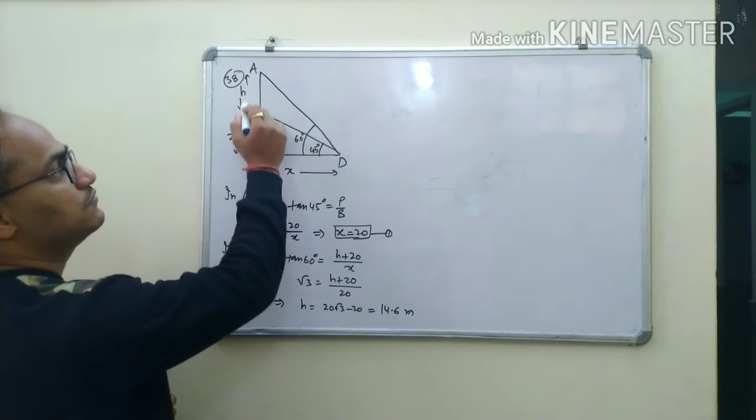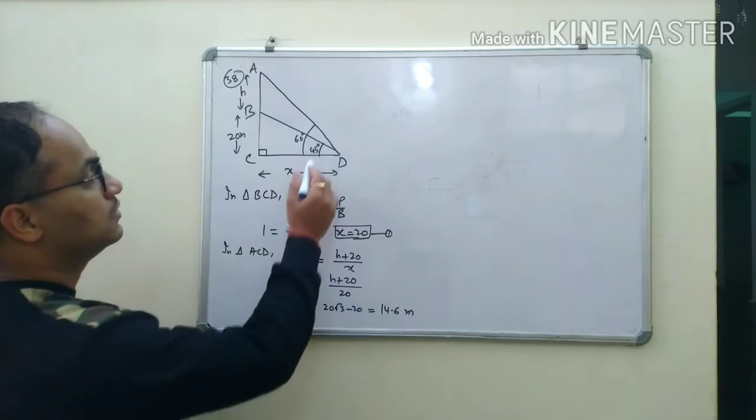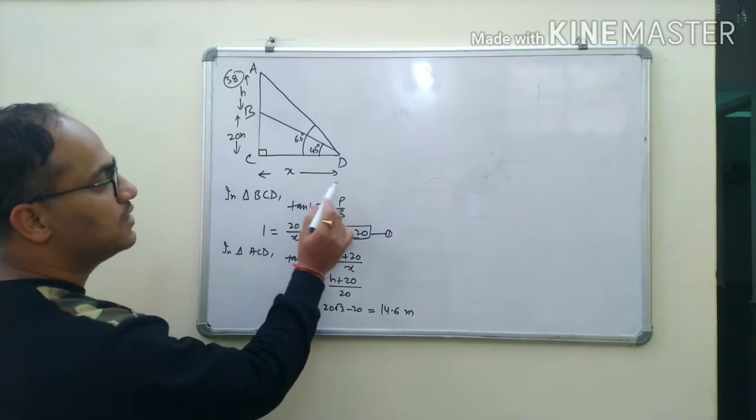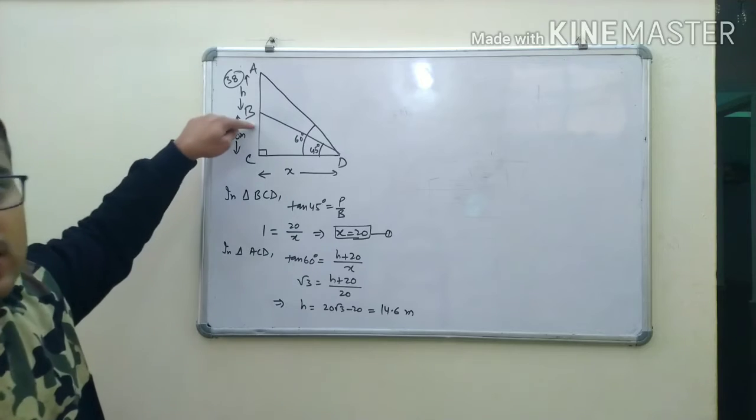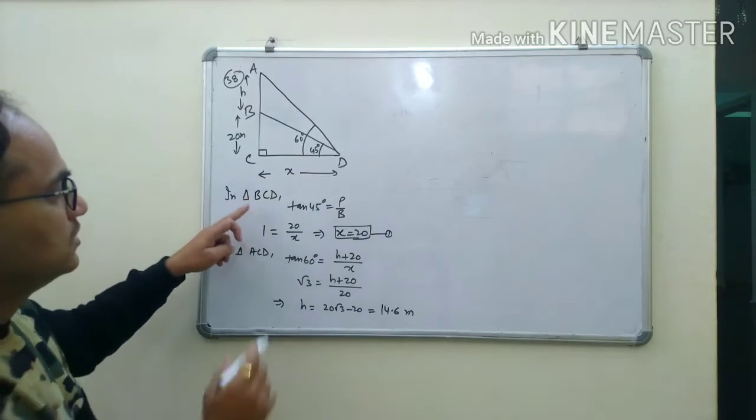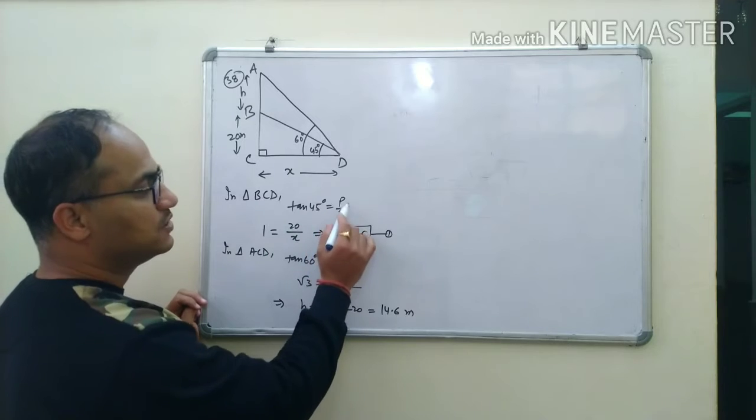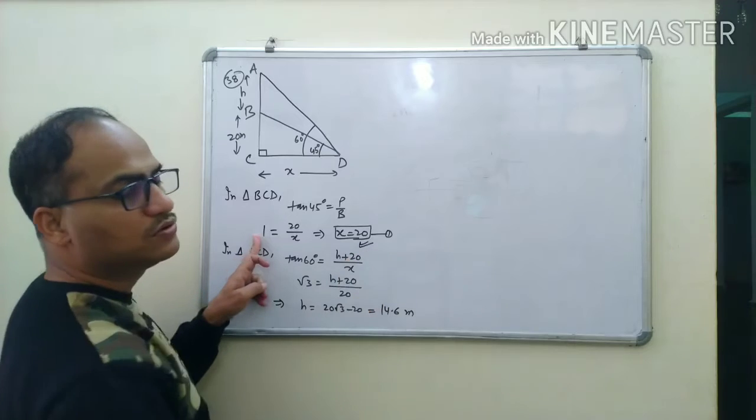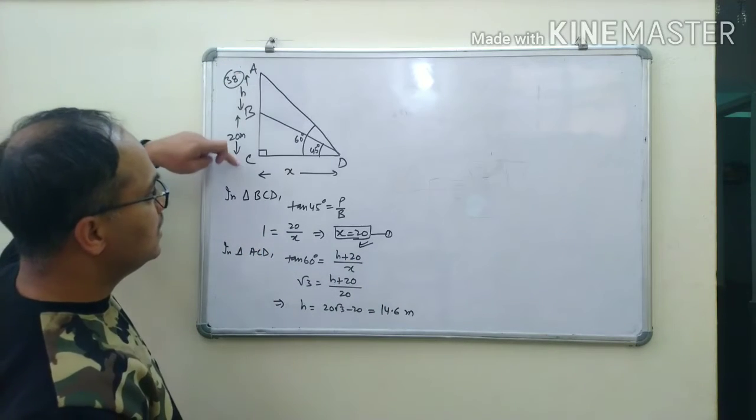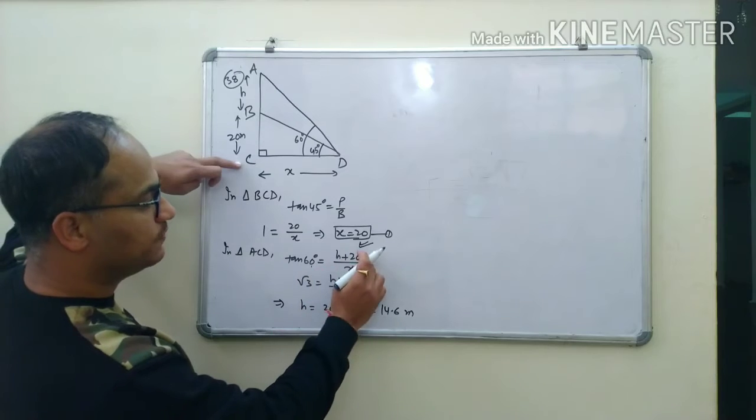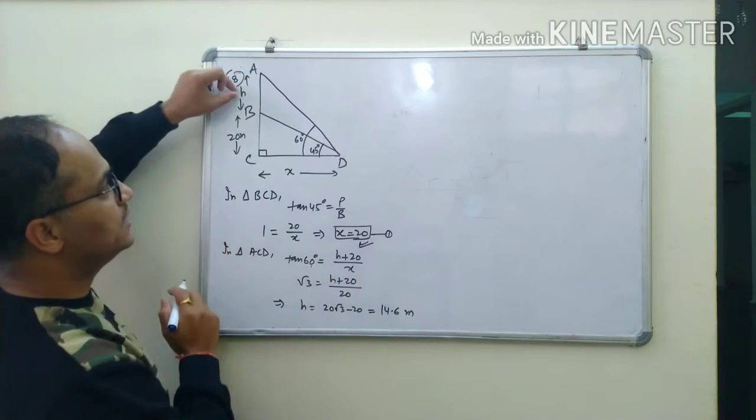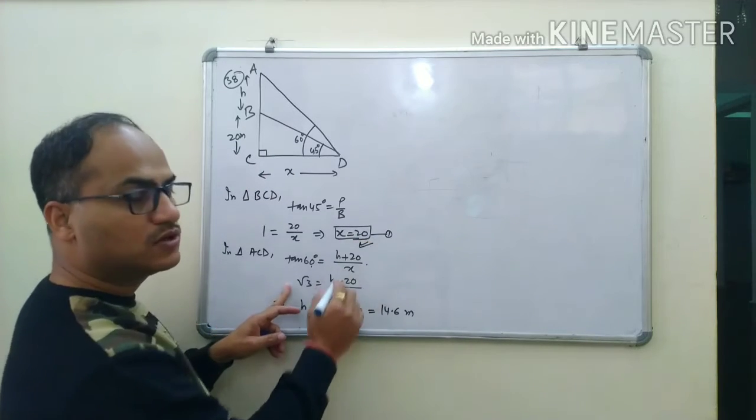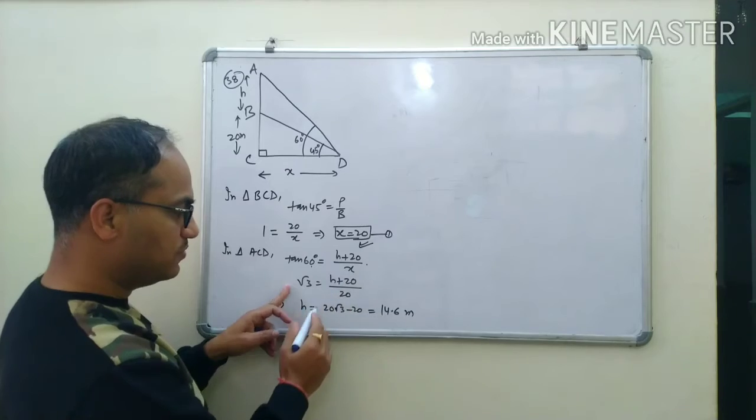In this question, the height of the tower is h, which we have to find. 45 degree and 60 degree are two angles given, and this x we will assume. In triangle BCD, we see that tan 45 becomes B upon B. On putting the value, we get 1 is equal to 20 by x, and hence x is equal to 20. In triangle ACD, tan 60 is equal to h plus 20 upon x, and on simplification, we get h is equal to 14.6 meters.